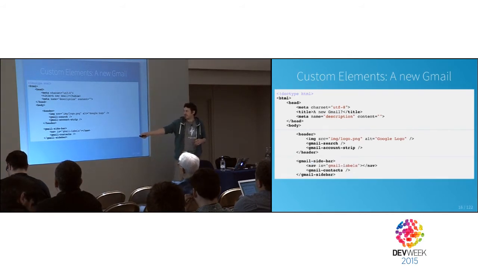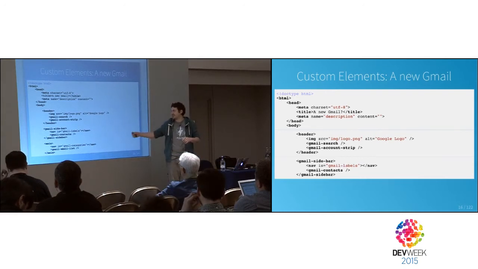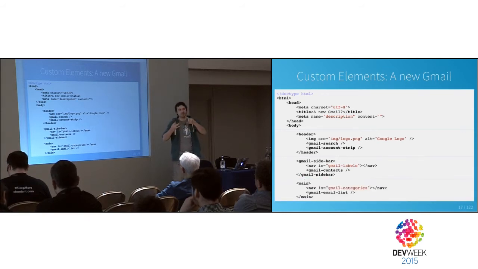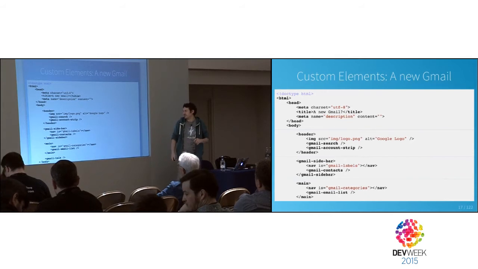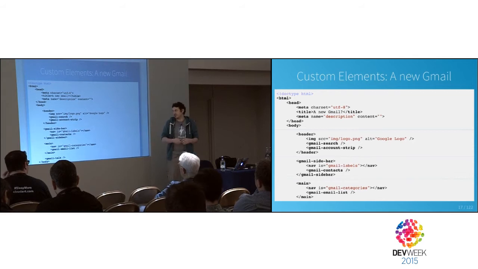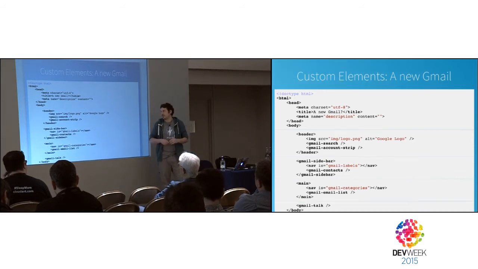We've got a list of contacts. We've got the main section, which is a nav, and it's got the Gmail categories, the social, promotions, and so on. And then we've got a list of emails. And at the bottom, we've got a little widget that probably sits and floats, which is our Gmail talk or our Hangouts. So that might be the way that we can go with web components.